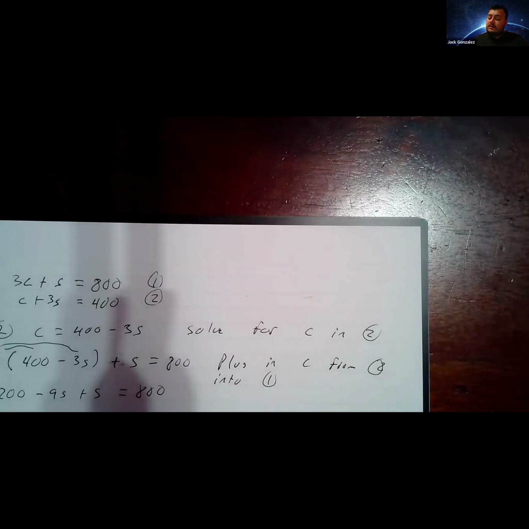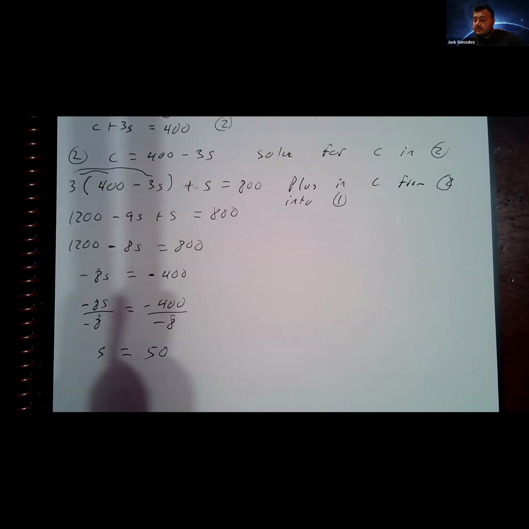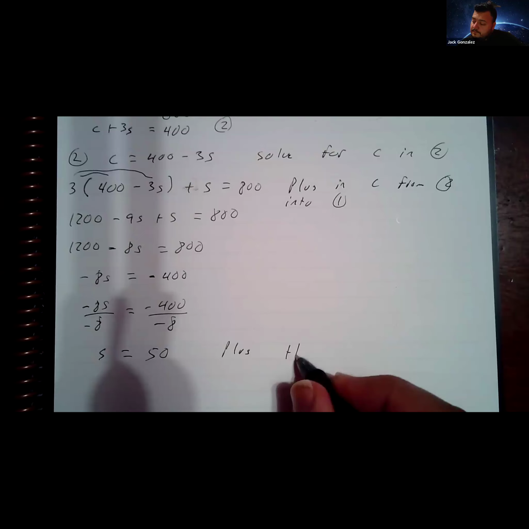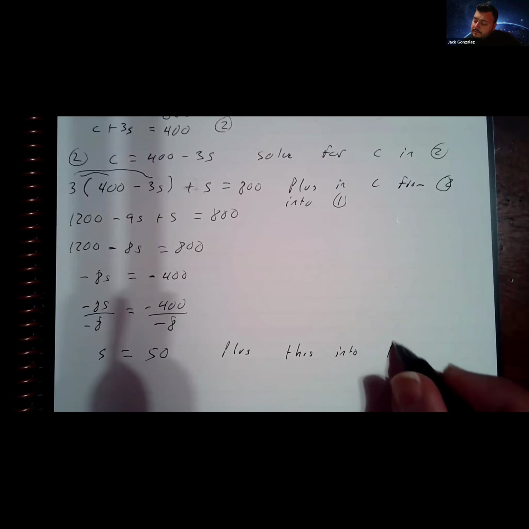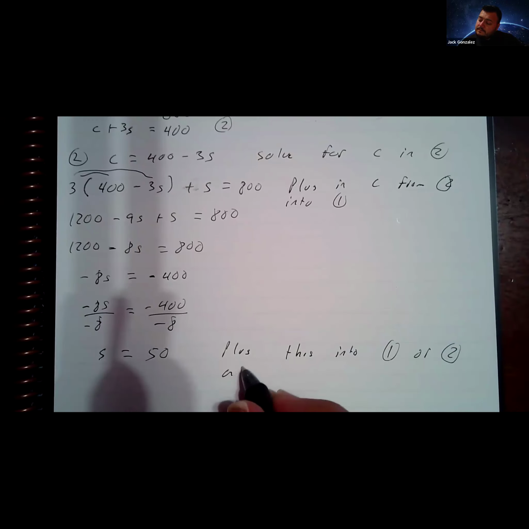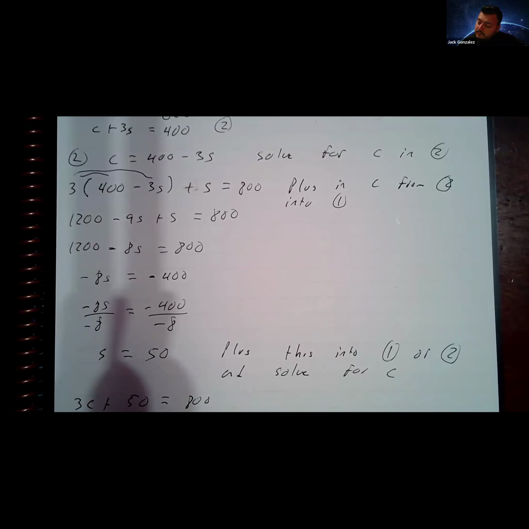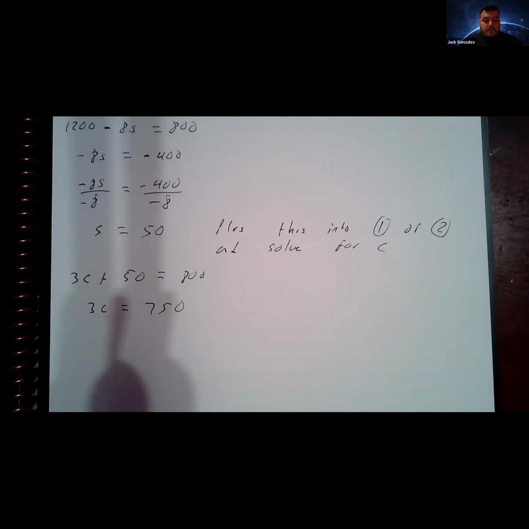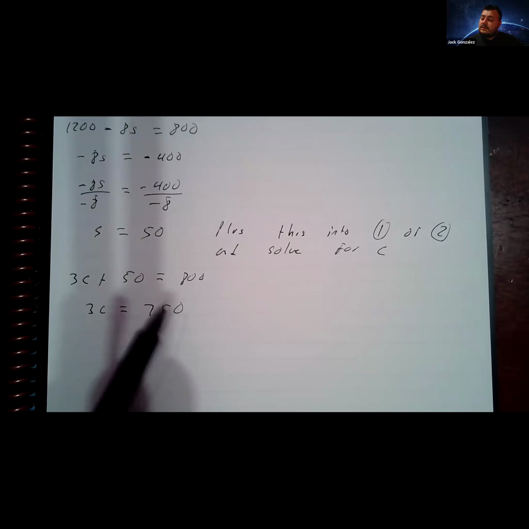And we know that 3 chips and 1 soda is 800 milligrams of sodium. If I know 1 soda is 50, then I can solve for C. So plug this into one. It doesn't matter which one. I'm going to choose 1. Let's subtract 50. So I plugged in the C, subtracted it over, got this, divided by 3, and we should be done.